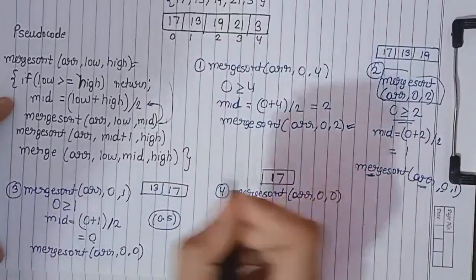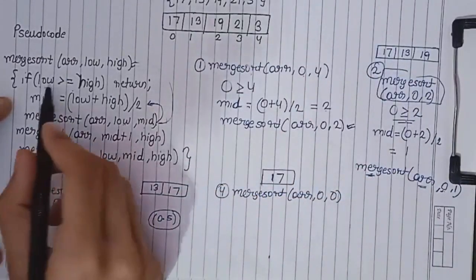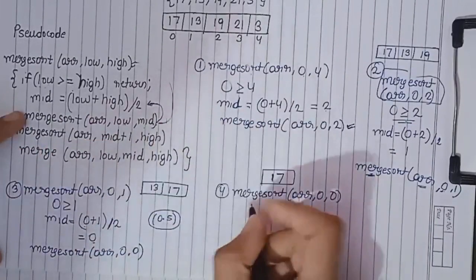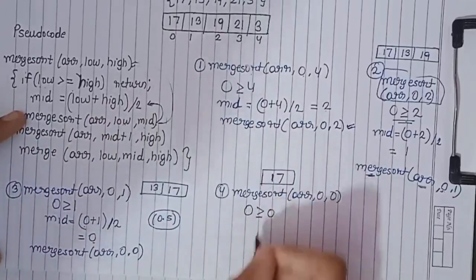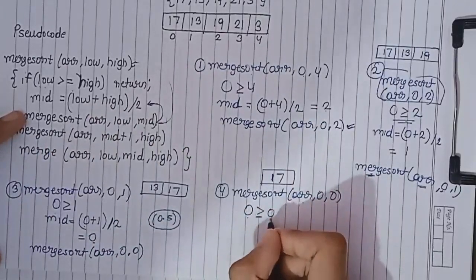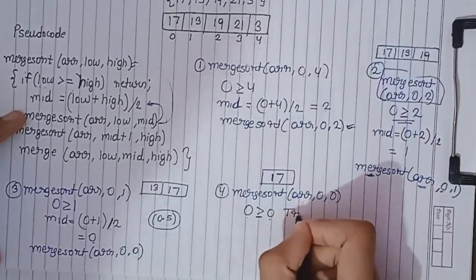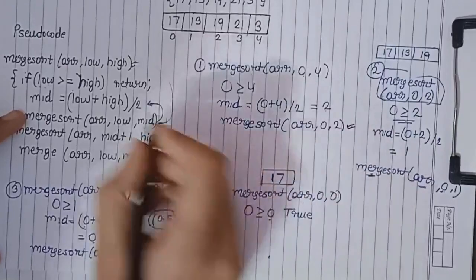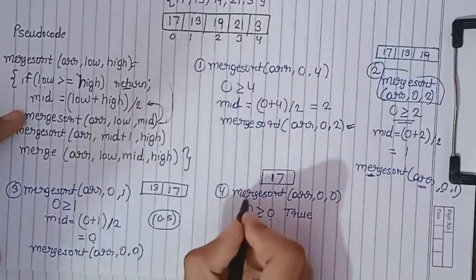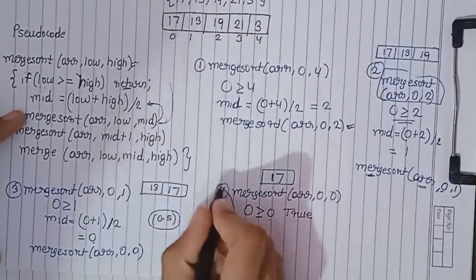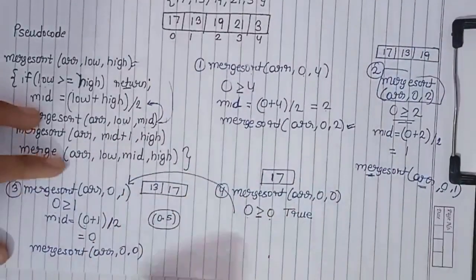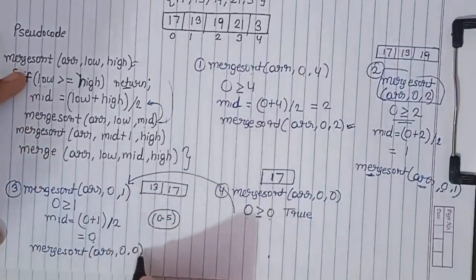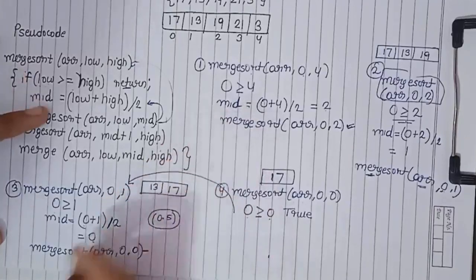So now again the condition will be checked, that is low is greater than or equal to high. Now is 0 greater than or equal to 0? Yes, 0 is equal to 0. So this condition is true. And since this is true, this function will return. Now it will again return to the place from where it was called. Now earlier we were at this stage, so now the control will come onto this line.